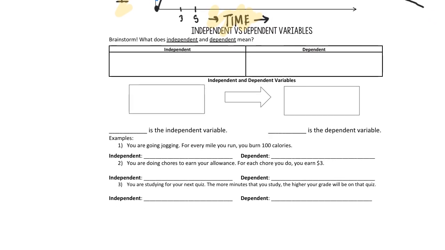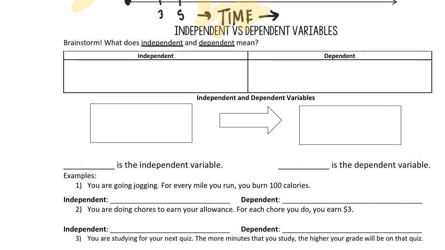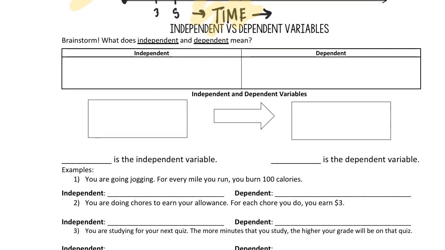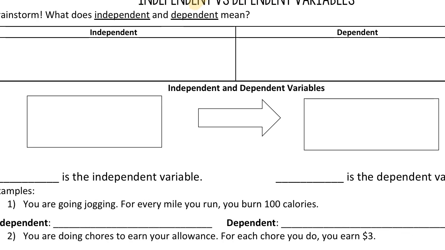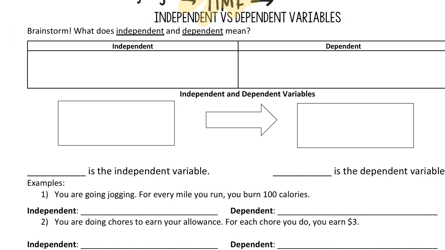For independent and dependent variables, I first want you to brainstorm in your head and on your notes and try to think about what these two words, independent and dependent, mean to you. In math and in a lot of subjects, independent and dependent variables are used often. The independent variable, just like the word that you just brainstormed about, is the variable that causes the change. So this arrow is going to represent our change.